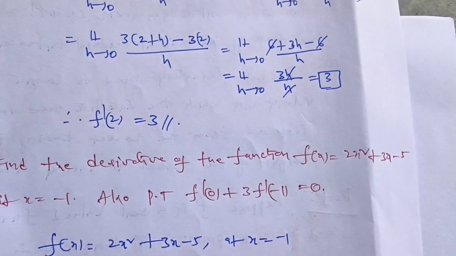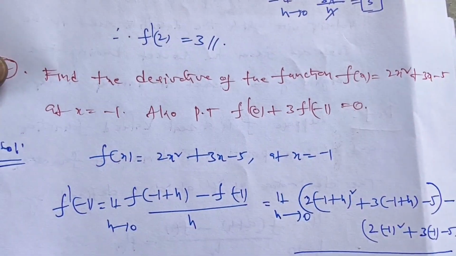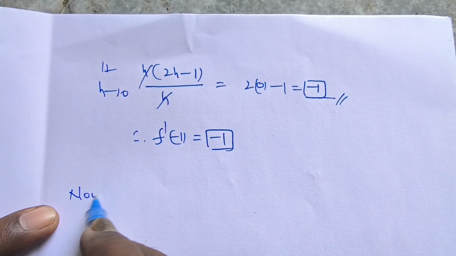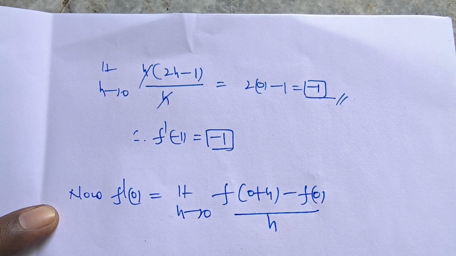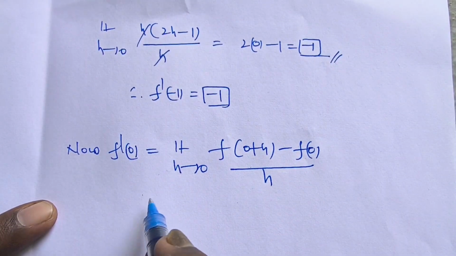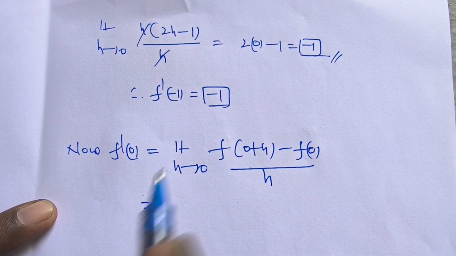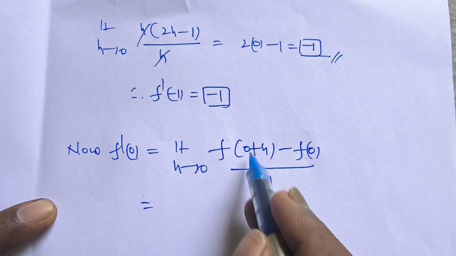Okay, now we want to find f dash of 0. Now f dash of 0, by using the same definition, is limit h tends to 0 of f of 0 plus h minus f of 0 by h.